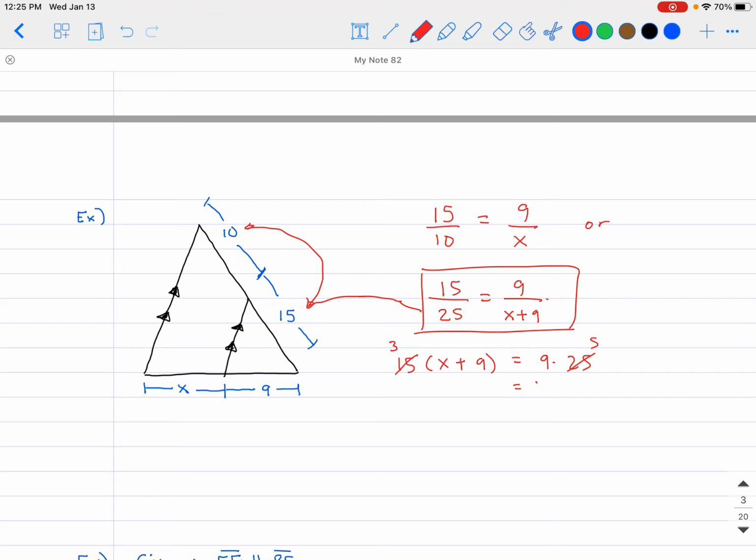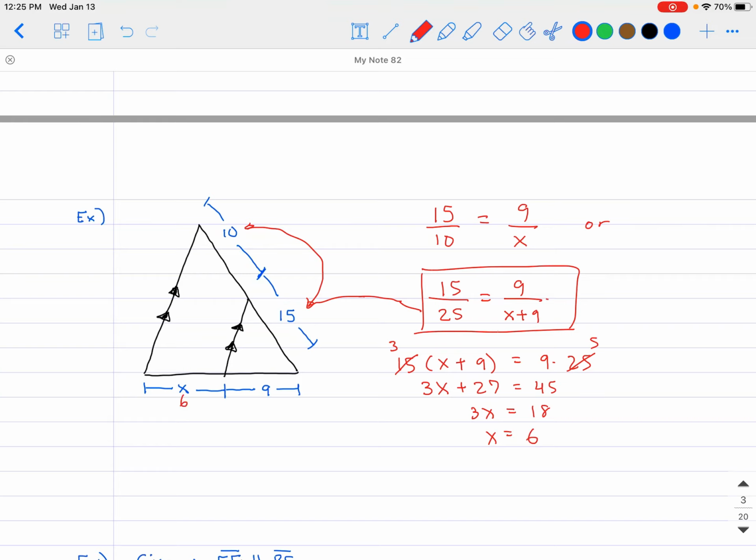So 9 times 5, that's equal to 45. And 3 multiplied by x, that gives me 3x. 3 times 9, that gives me 27. So subtract that 27 from both sides. 45 minus 27, that's equal to 18. So it looks like x is going to be equal to 6.